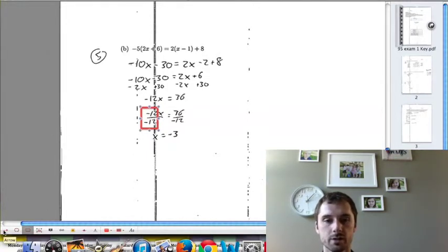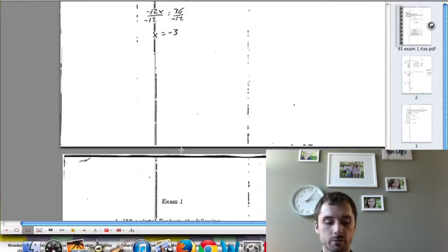And if I do it to the left side, I've got to divide by 12 on the right side as well. So negative 12 divided by negative 12 is positive 1. 1 times x, then of course it's just x. And then 36 divided by negative 12 is negative 3.